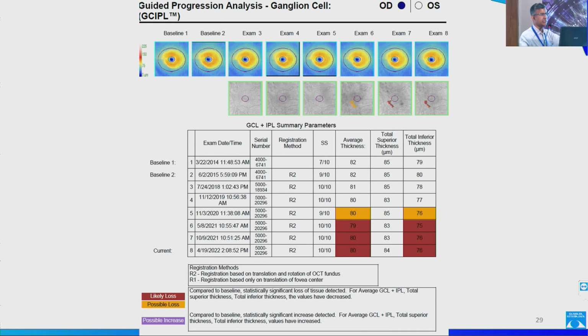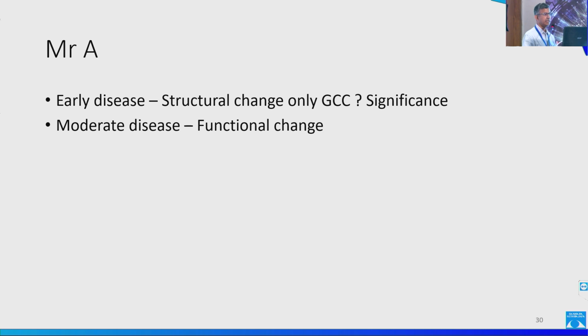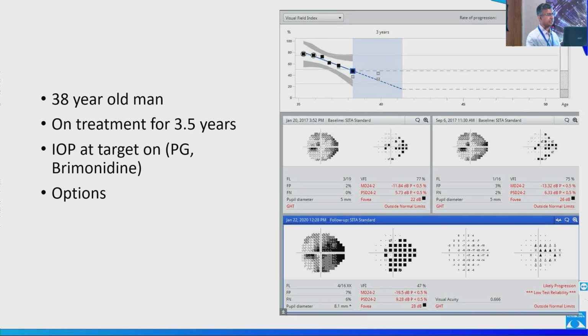His OCT parameters are showing very, very marginal changes, nothing much. So he is early in disease. They're seeing only structural changes on the GCC. We're not really sure what the significance is because we're not seeing anything on the visual fields, but he has moderate disease and functional change on that. So the thing to remember here is this is also progression. He has a family history, he has documented progression. This is also something that you need to, and we escalated treatment for him.